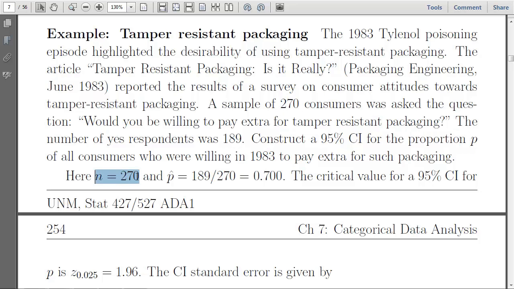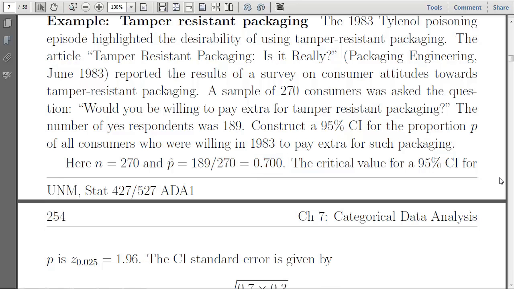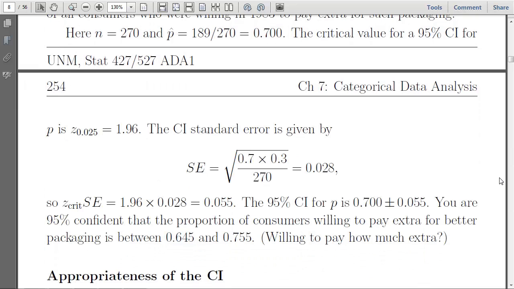So we've got a sample size of 270. We had number of successes as 189. You calculate that ratio: 70% of people are willing to pay extra. This is great news for manufacturers because it doesn't cost that much to make tamper-resistant packaging, but you can charge quite a bit more for that. Good news. All right.